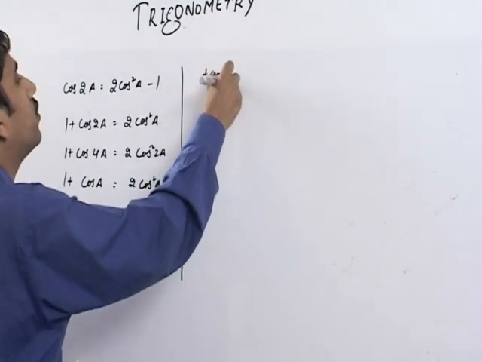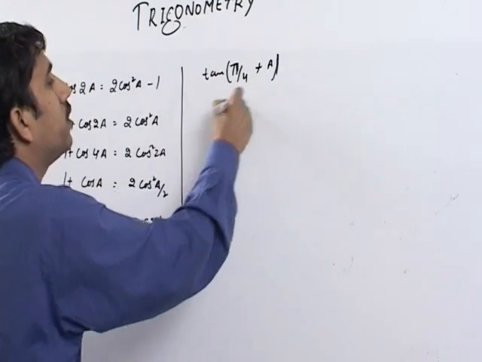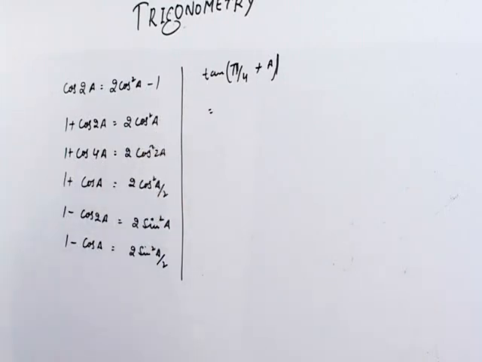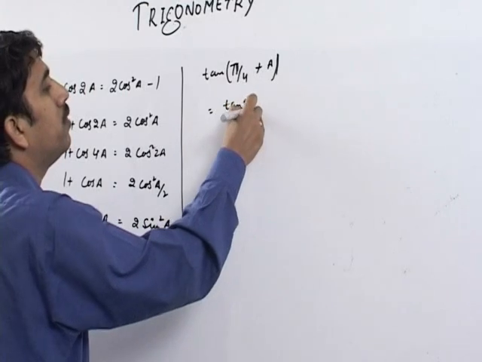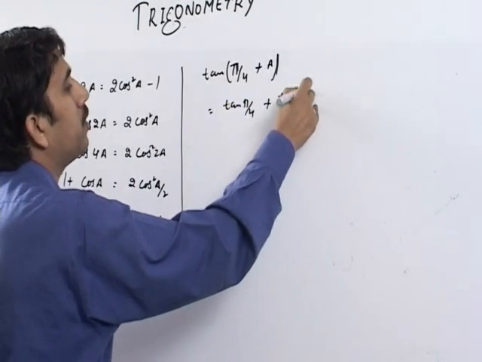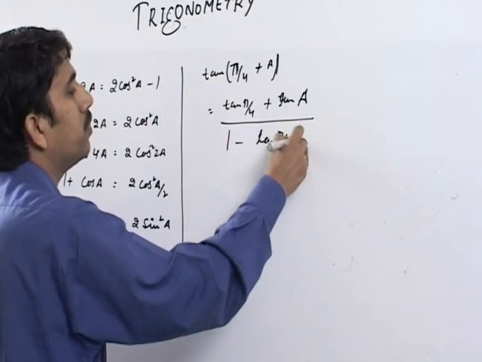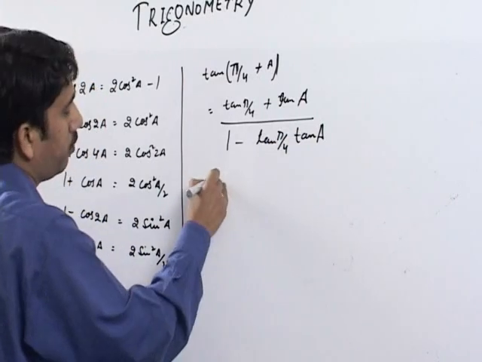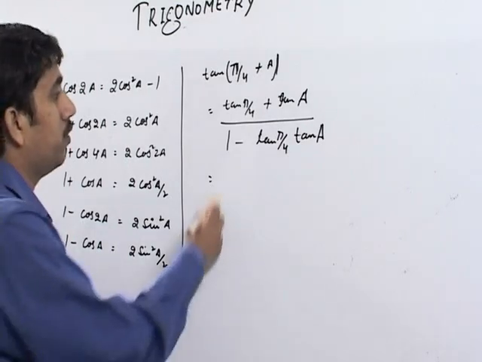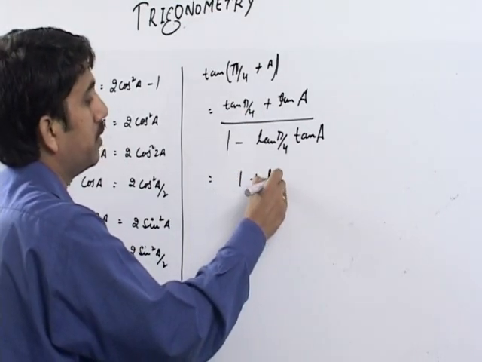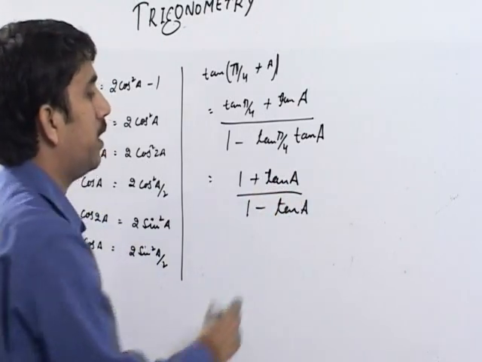Tan of pi by 4 plus A is equal to, now you can apply tan A plus B here. This will become tan pi by 4 plus tan A over 1 minus tan pi by 4 tan A. Tan pi by 4 is tan 45, and tan 45 is equal to 1. Therefore, this is 1 plus tan A over 1 minus tan A.